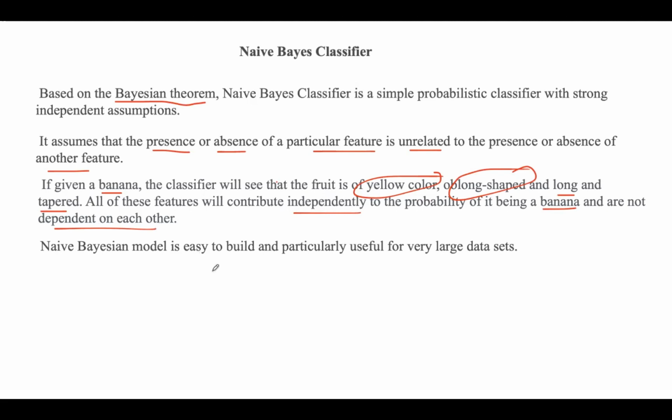This Naive Bayes model is easy to build and it is especially useful for very large data sets. The principle behind Naive Bayes is Bayes theorem, which is also known as Bayes rule. Bayes theorem is used to calculate conditional probability, which is the probability of an event occurring based on information about events in the past.